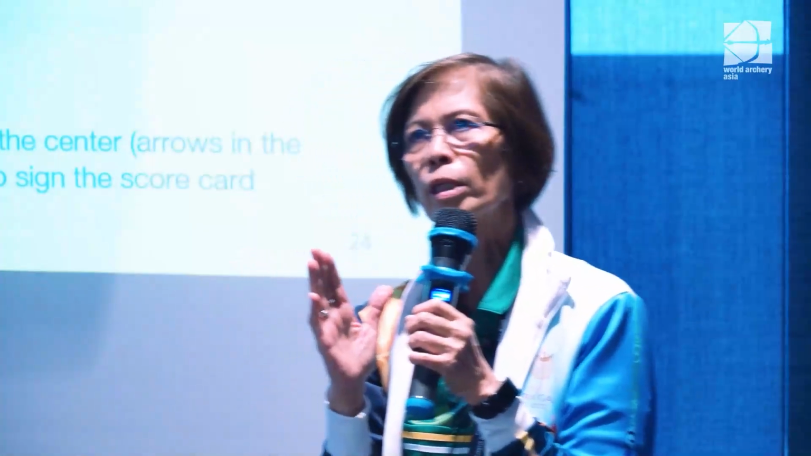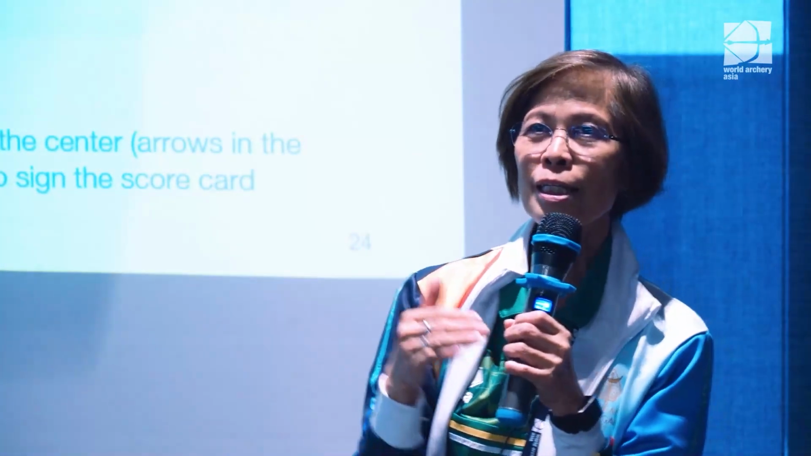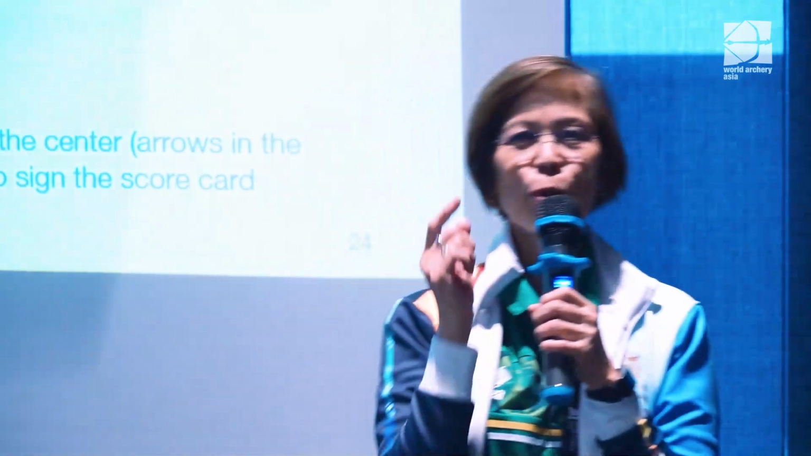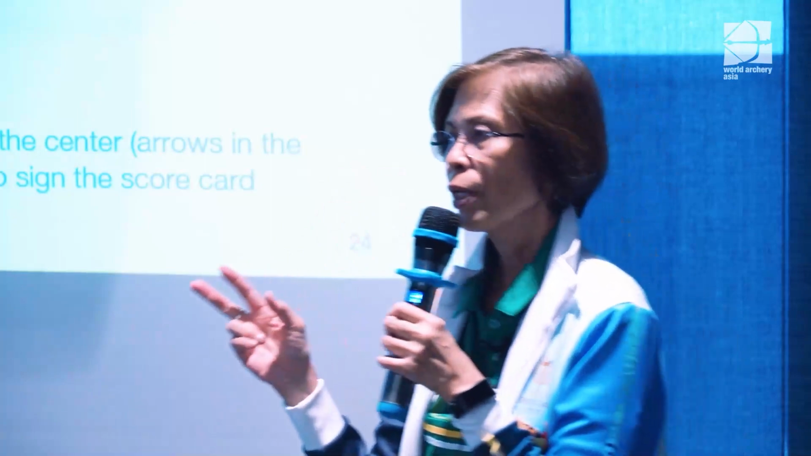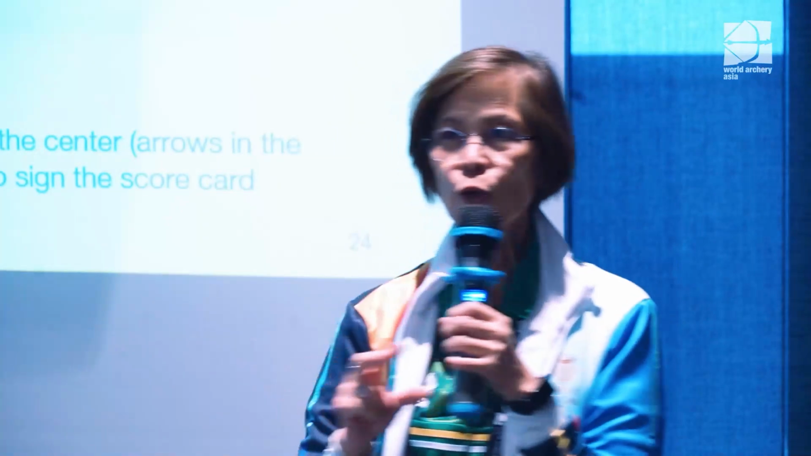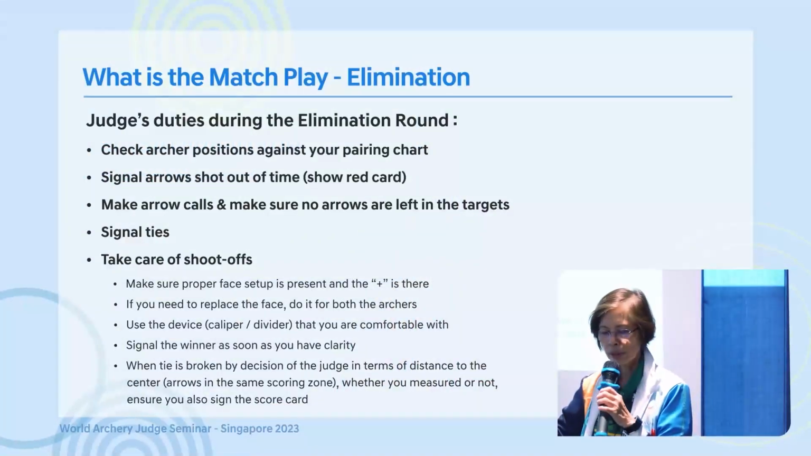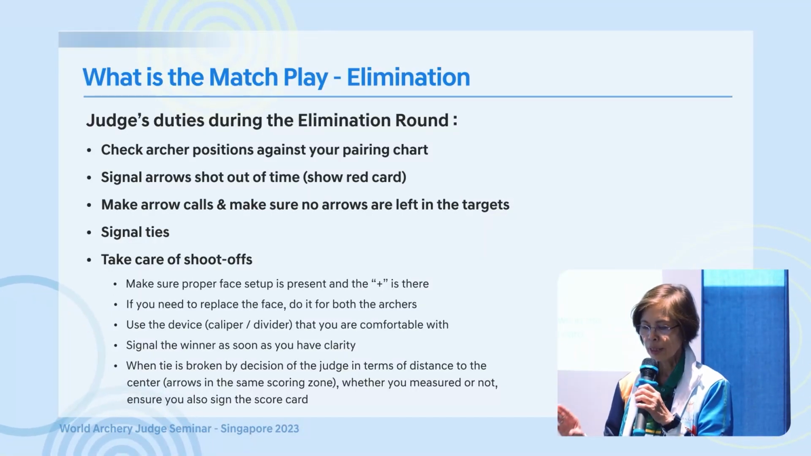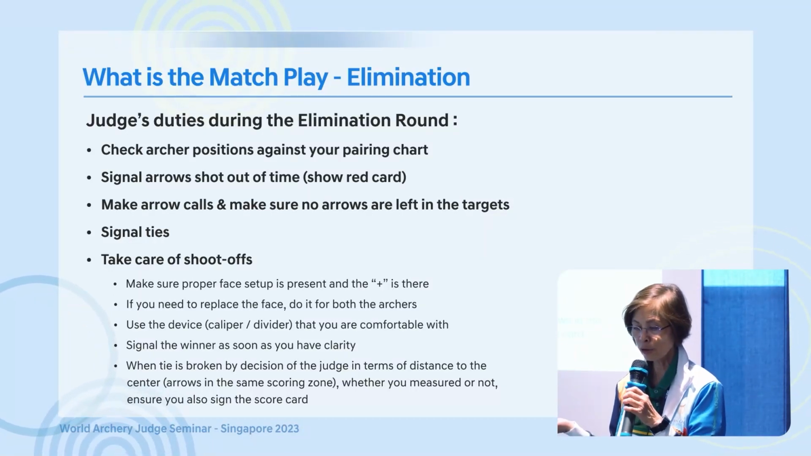You know, being a judge is a serious thing. The archers look up to you. They trust you. I hope they do. That you know what you are doing and you know what is happening and you know what you are supposed to do to keep the competition running well. And so you are there to make sure that things run properly, that it is fair. You check your archer positions, signal the arrows that are shot out of time.